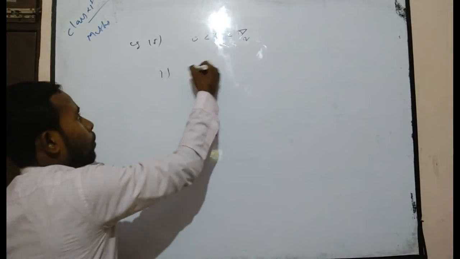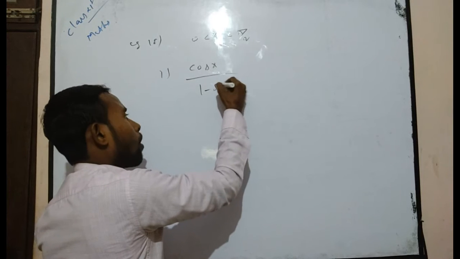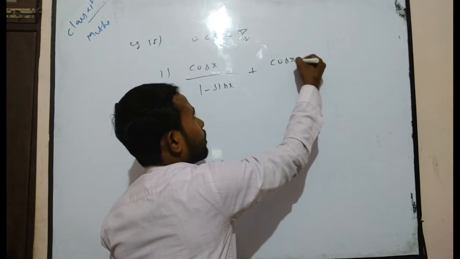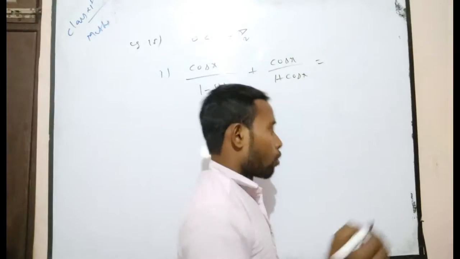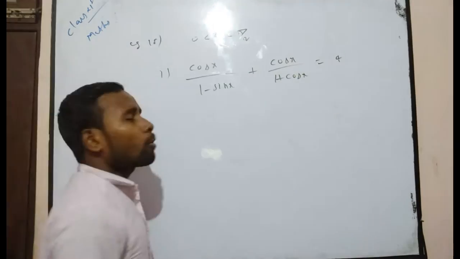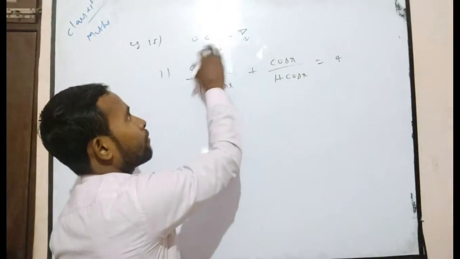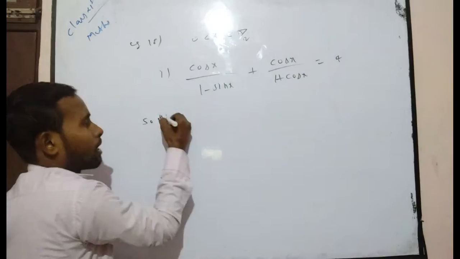In that case, it is given that cos x by 1 minus sin x plus cos x by 1 plus sin x will be equal to 4. Now you have to find the value of x, for which it is true, that lies between 0 and pi by 2. How can you solve it? It is very simple.